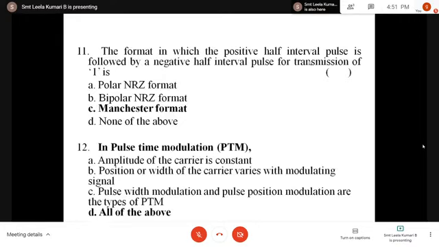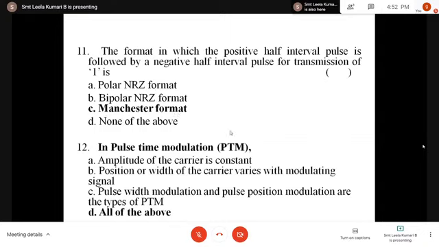The format in which the positive half interval pulse is followed by a negative half interval pulse for transmission of 1 is. So as from our previous discussion, the Manchester format basically comprises a positive half interval pulse followed by negative half interval pulse for transmission of 1 and negative half interval pulse followed by positive half interval pulse for symbol 0. Therefore, it is a Manchester signaling format.